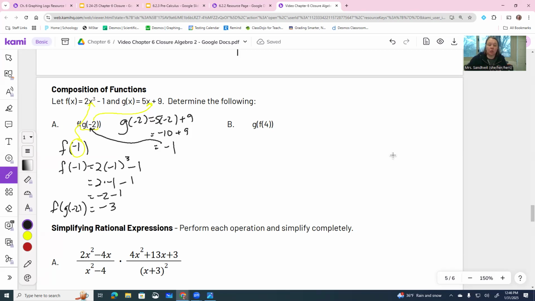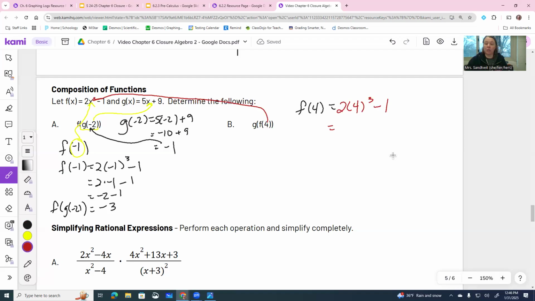So the idea of composition is you take your answer from the first part and then put it into the other function. This one's going the other way. We're going to start by figuring out what f of 4 is. So that means I'm going to put the 4 into rule f in place of the x. So I'm going to have 2 times 4 to the third minus 1.